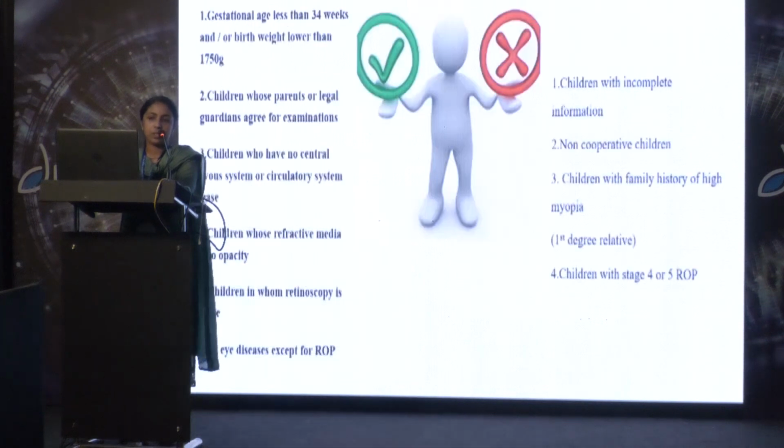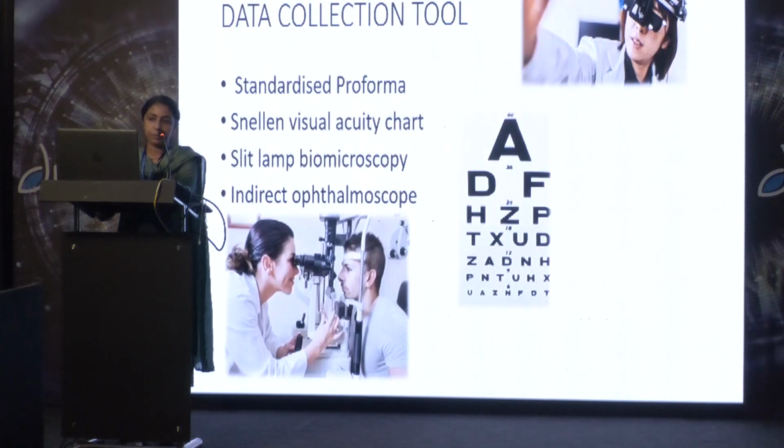So after receiving consent from the parents and taking assent from the children, I used a standardized proforma to derive socio-demographic details and past treatment history. And then the best corrected visual acuity was measured with the help of Snellen's visual acuity chart, and a detailed ocular examination was done with slit lamp biomicroscopy and indirect ophthalmoscope.